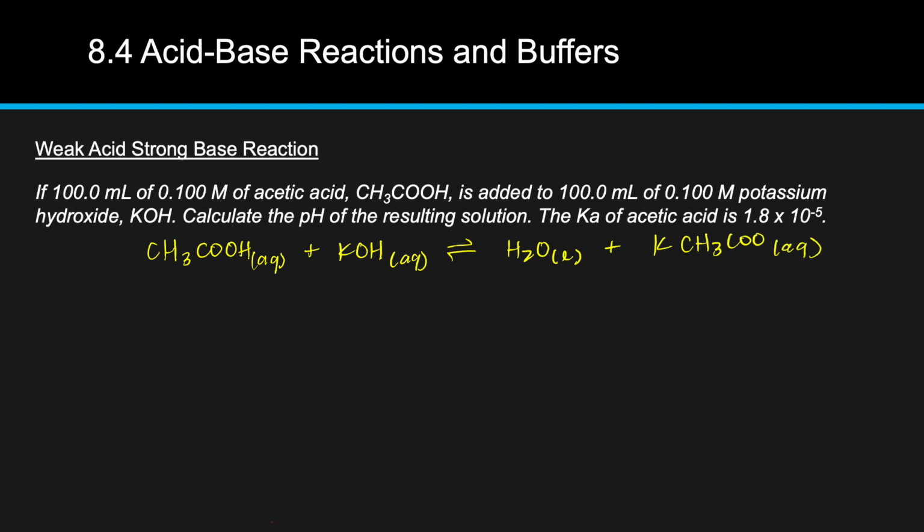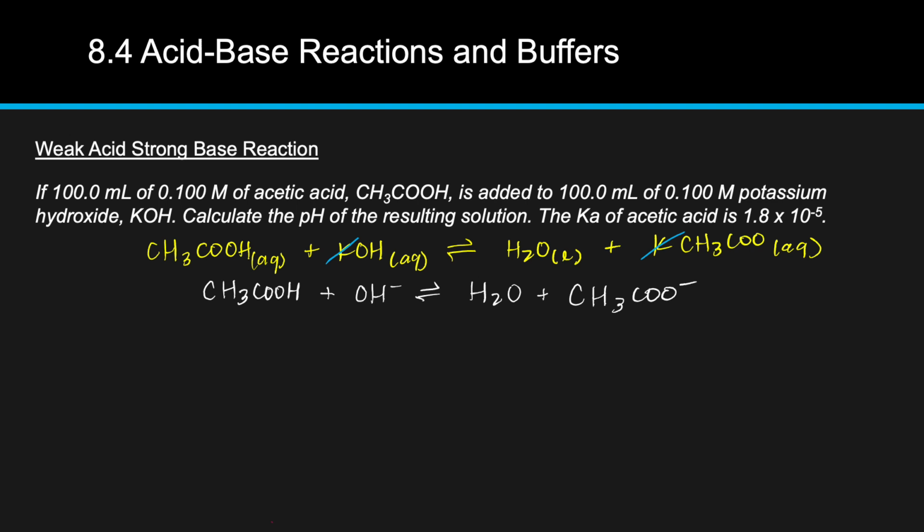And then if we wanted to do our net ionic equation, KOH is going to completely dissociate, and so is our ionic salt. So potassium is going to be our spectator ion, and we're going to be left with acetic acid and hydroxide reacting to form water and acetate. So now that we have that equation, let's go ahead and figure out how much acetate we are making.